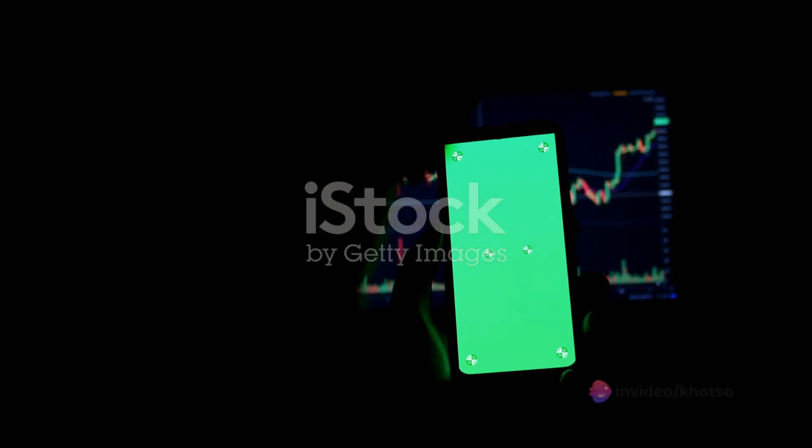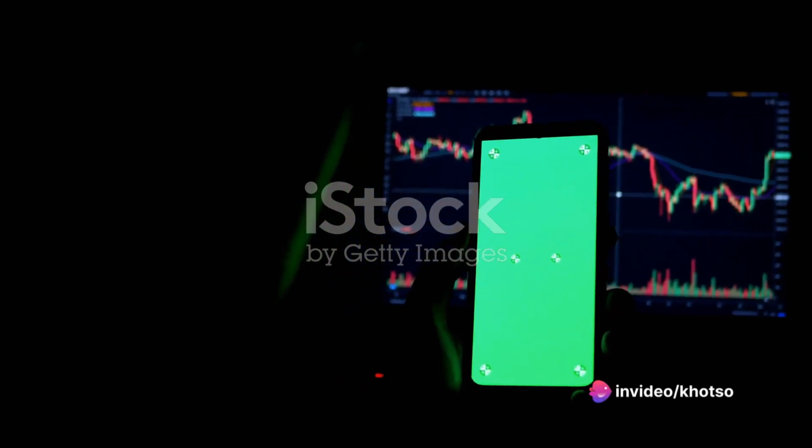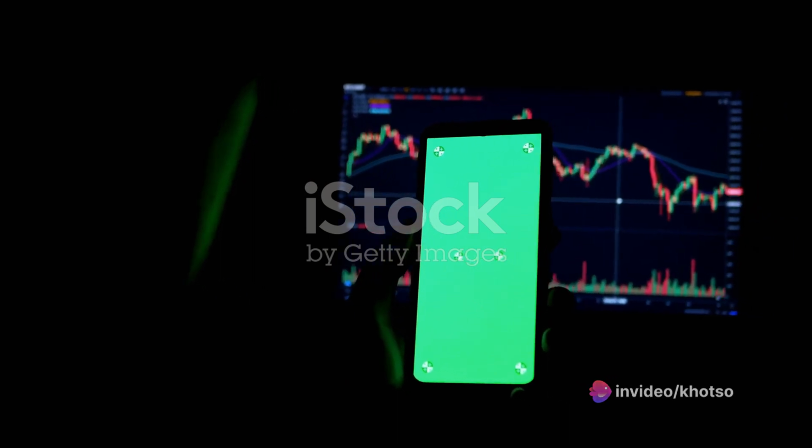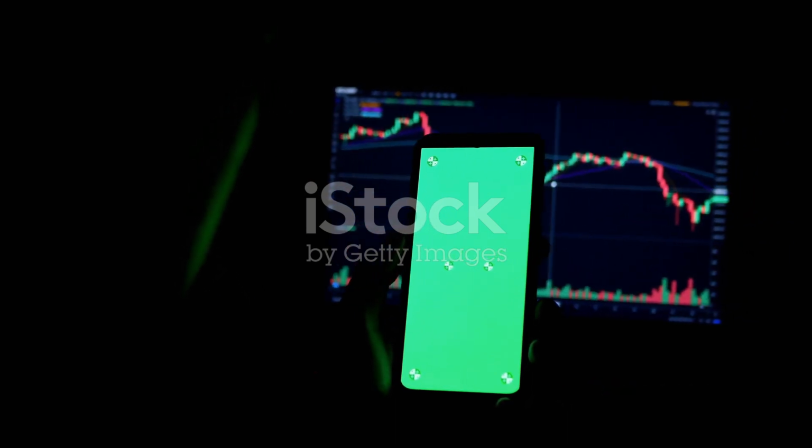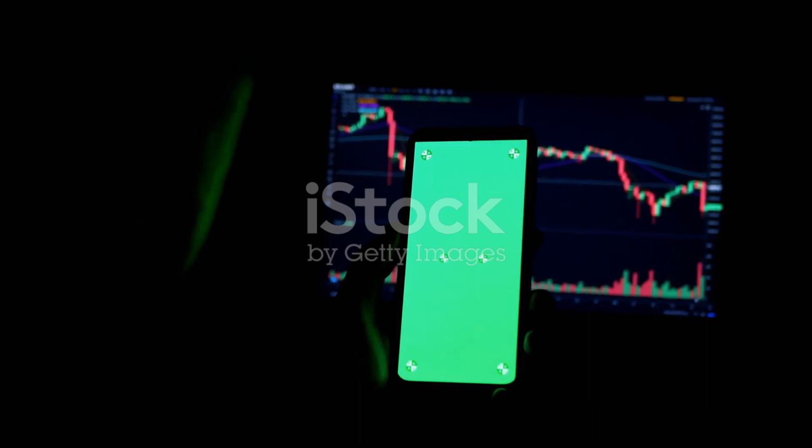Incorporating the smart money concept into your trading strategy can give you an edge. It's like having a secret code to decipher market movements. Understanding how smart money moves can give you a deeper insight into the Forex market.